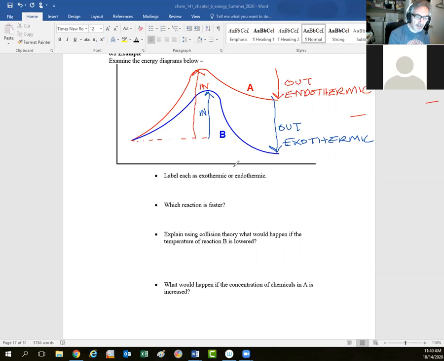Which reaction is faster? Because the main barrier to the chemical reaction is overcoming that energy of activation, breaking the existing bonds. And so reaction B clearly has a smaller energy of activation. You'll get effective collisions with less energy compared to reaction A, which needs more energy for any of its collisions to be effective. So the faster reaction should be reaction B.